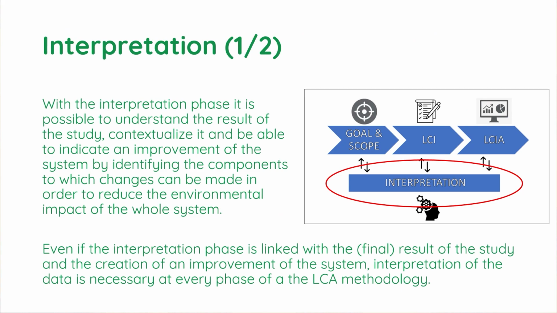We have finally come to the final phase of our LCA, which is the interpretation. As I said, the interpretation is always active, as you can see here in the figure on the right. With the interpretation phase, it is possible to understand the result of the study in order to contextualize it, and also to be able to indicate an improvement of the system by identifying the components to which changes can be made in order to reduce the environmental impact of the whole system. As I said, even if the interpretation phase is linked with the final result, interpretation data is necessary at every phase of the LCA methodology.